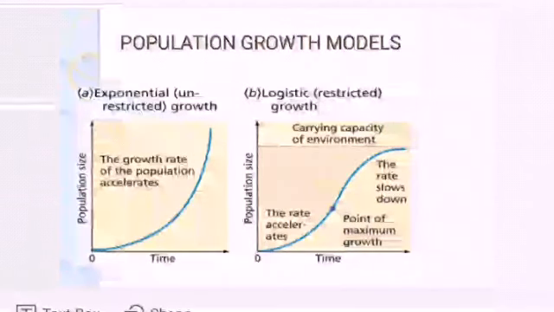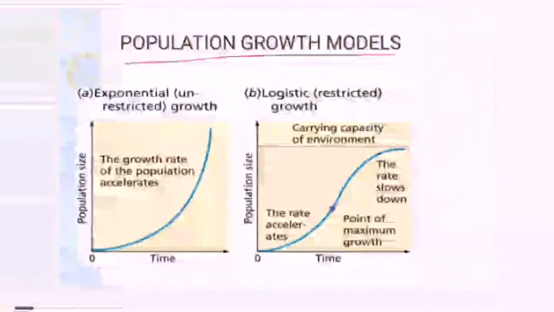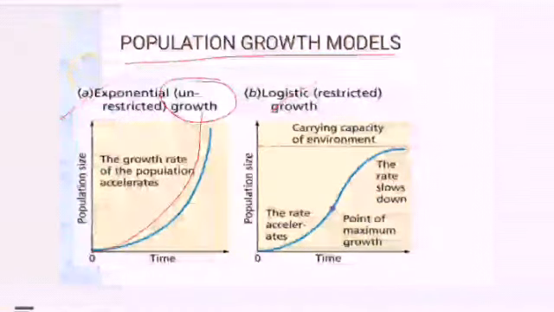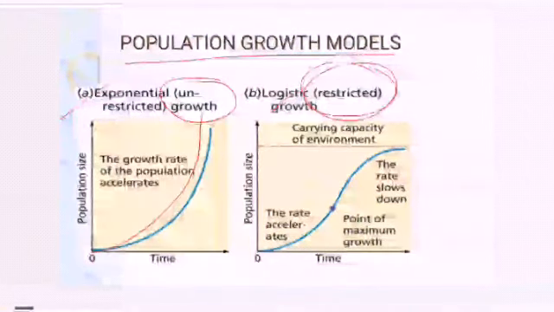Hi friends, in the last video we discussed population growth models. There are two types of population growth model graphs: one is the exponential growth model and the other is the logistic growth. The exponential growth takes place when the resources are unlimited, so the population goes on increasing with time, and you get a curve called the J-shaped curve.